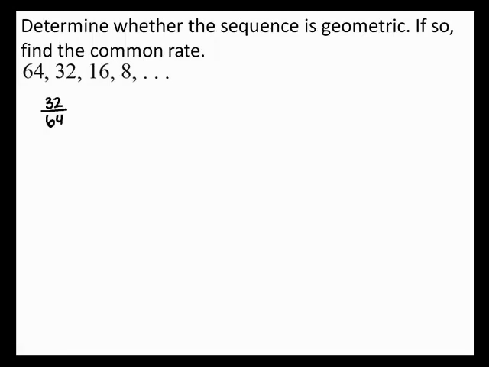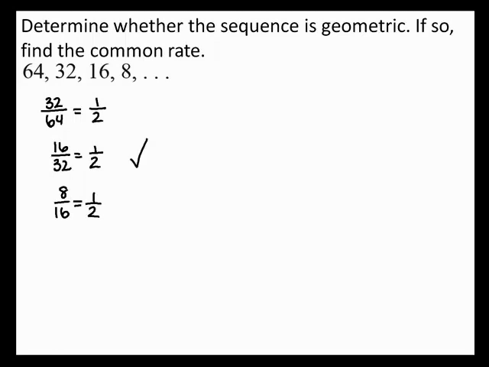Simplify 32 divided by 64. You find that 32 divided by 64 is 1 half. Simplify 16 divided by 32. You find that 16 divided by 32 is 1 half. Simplify 8 divided by 16. You find that 8 divided by 16 is 1 half.